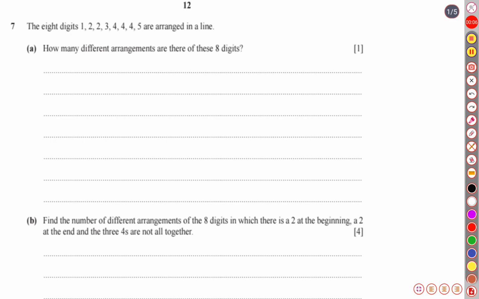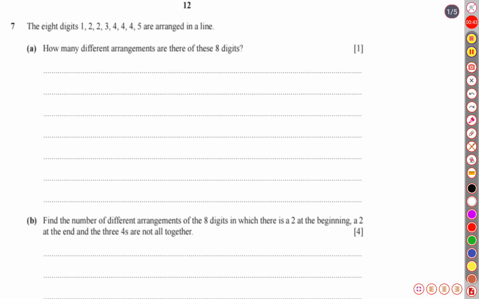Today we are going to solve a question from Probability and Statistics 1. We are going to solve question number 7, which belongs to paper 9709/51 for the session May June 24. Let's see what question number 7 says. It says the 8 digits 1, 2, 2, 3, 4, 4, 4, 5 are arranged in a line. Part (a) says how many different arrangements are there of these 8 digits?